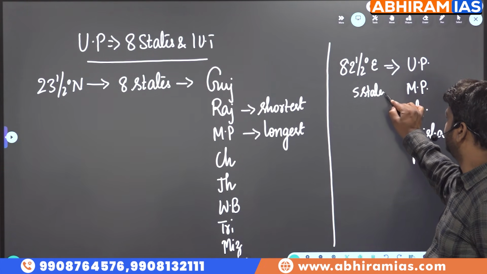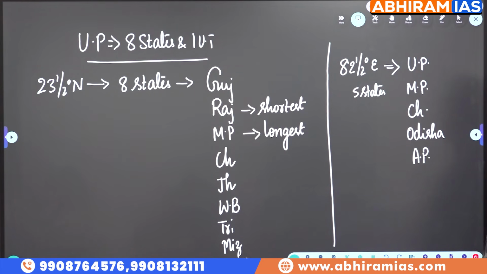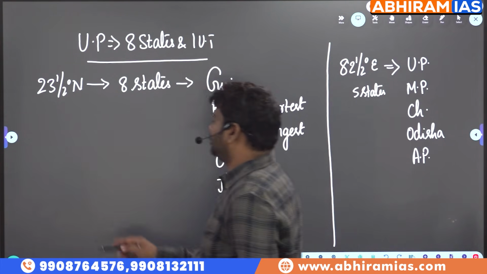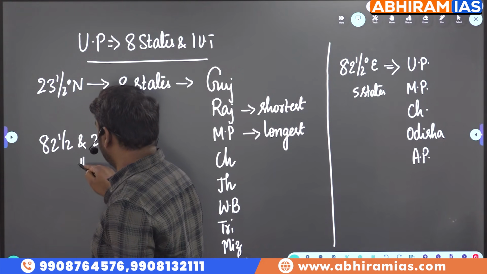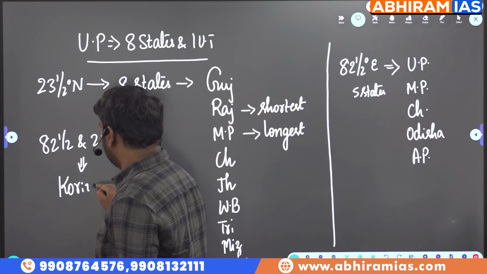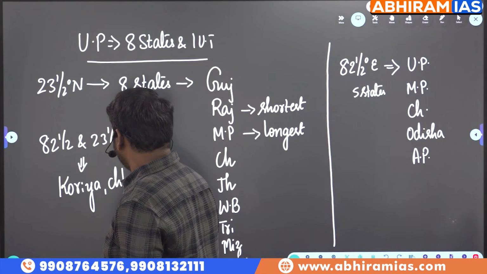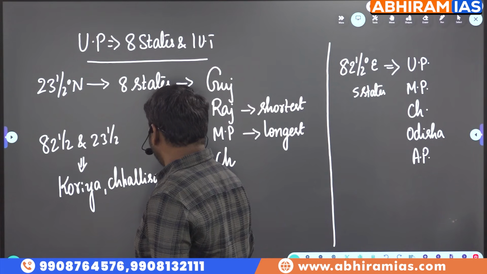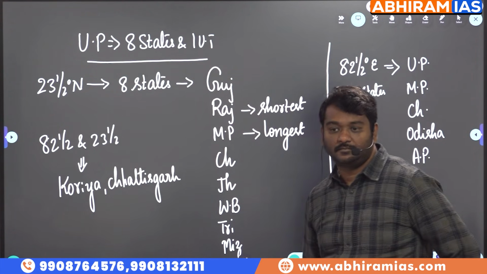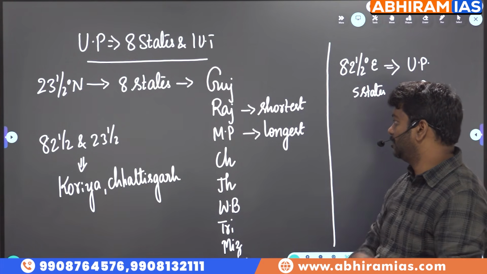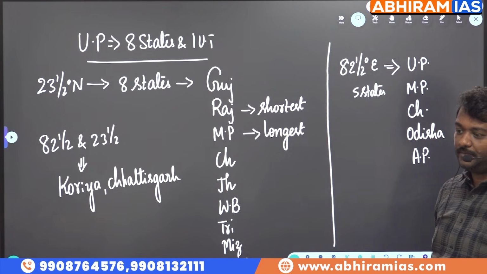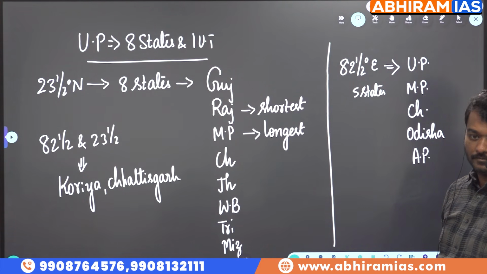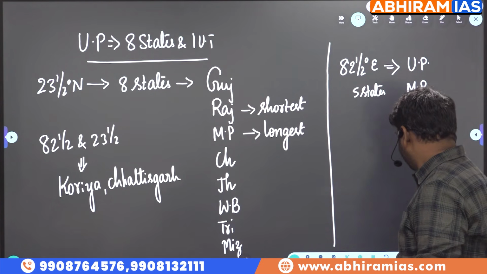Five states. Where do they meet? 82.5, 23.5. They both meet at a place called Korea in Chhattisgarh. Okay. Shall I move?